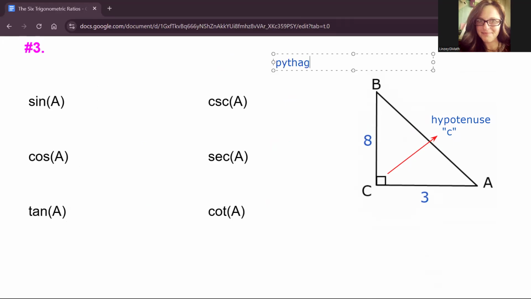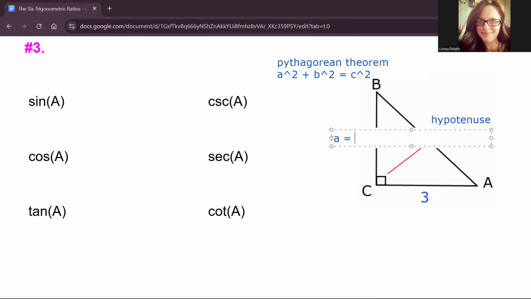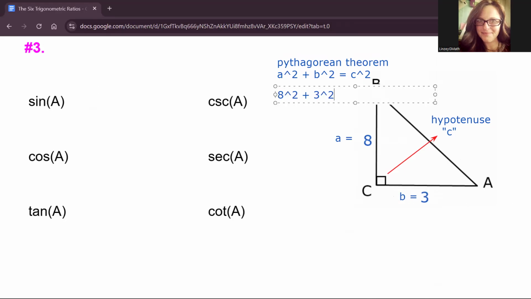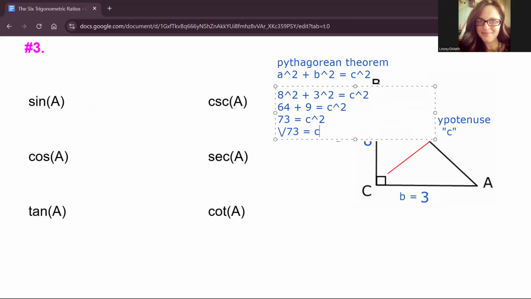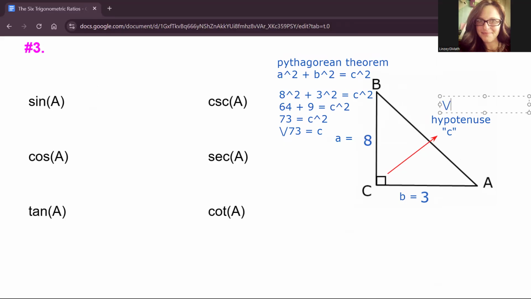We're going to use the Pythagorean Theorem, a squared plus b squared equals c squared, to solve for the missing side of a right triangle. We'll let this side be A, and this side will be B. Then we'll substitute: 8 squared plus 3 squared is equal to c squared. 64 plus 9 is equal to c squared. 73 is equal to c squared, and we'll take the square root of 73. So the square root of 73 is our hypotenuse.